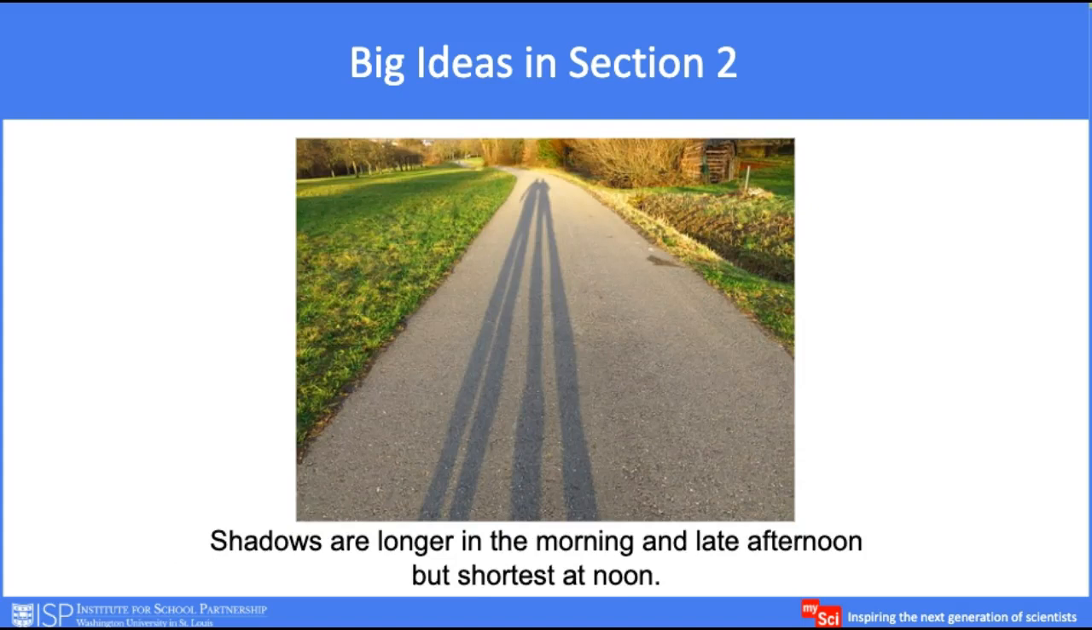Finally, students will construct a sundial model to investigate how shadow length changes throughout the day. They will figure out that shadows move from west to east and are longer in the morning and late afternoon and shorter at noon. This phenomenon is a result of the Earth's counterclockwise rotation on its axis.